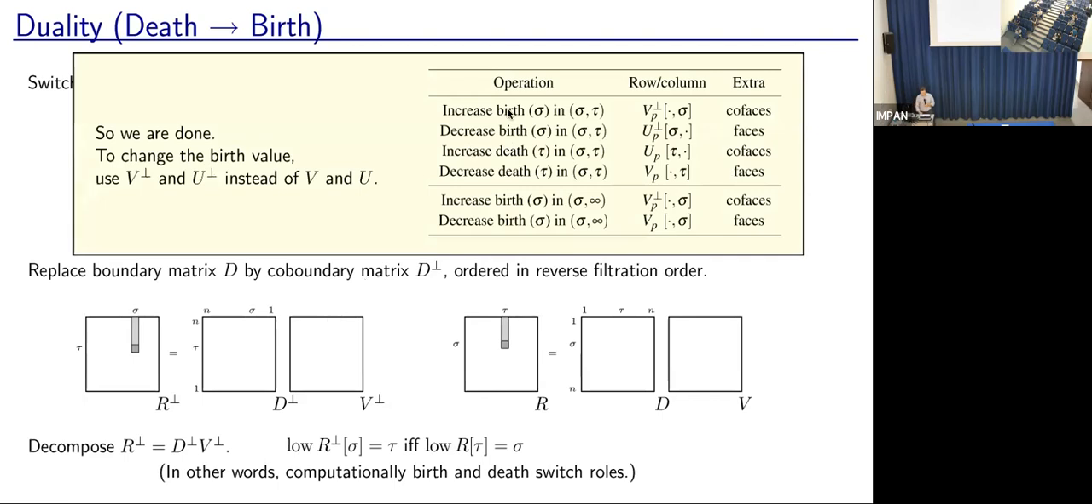So just to summarize this: if you're increasing death, you would be looking at U tau, so the row of tau in U. If you're decreasing death, you would be looking at the column of V of tau. Now, if you want to decrease birth, you're looking at U bot of sigma. And if you wanted to increase birth, you look at V bot of sigma. In other words, these matrices, V, U and V bot, U bot, tell you everything you need to know to compute the critical sets. So there's nothing else to worry about.